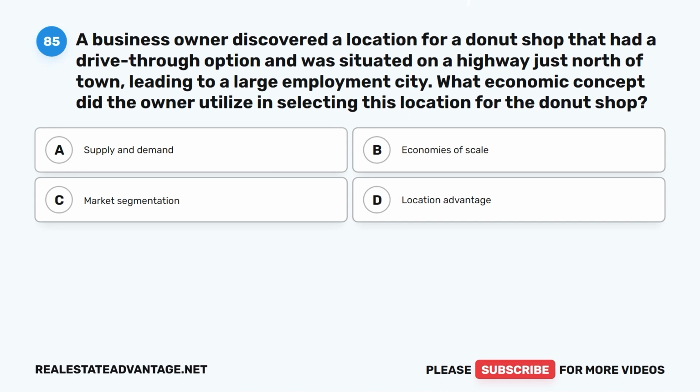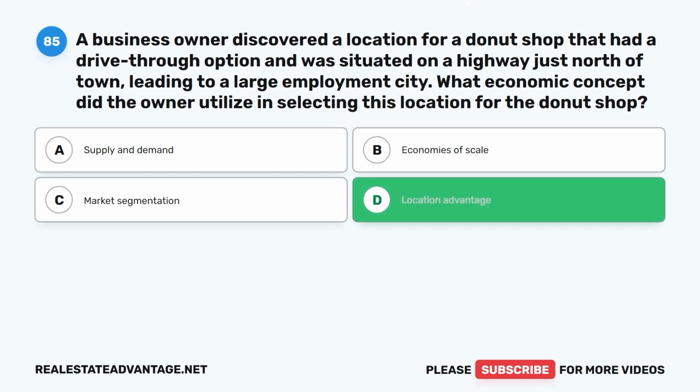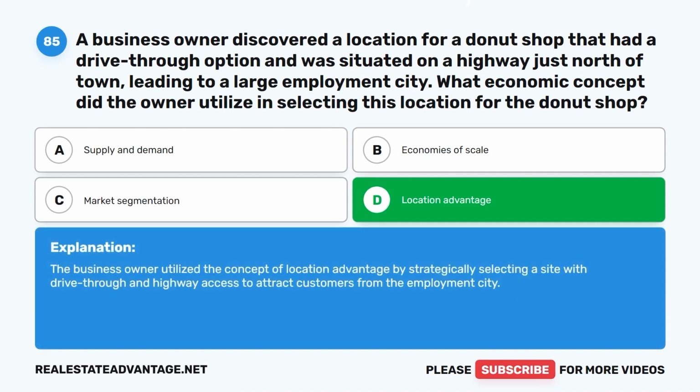What economic concept did the owner utilize in selecting this location for the donut shop? A. Supply and demand. B. Economies of scale. C. Market segmentation. D. Location advantage. The correct answer is D. Location advantage. The business owner utilized the concept of location advantage by strategically selecting a site with drive-through and highway access to attract customers from the employment city.